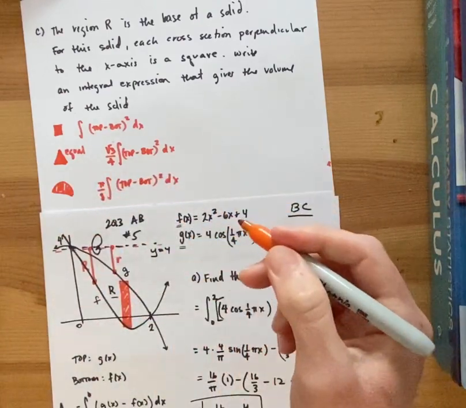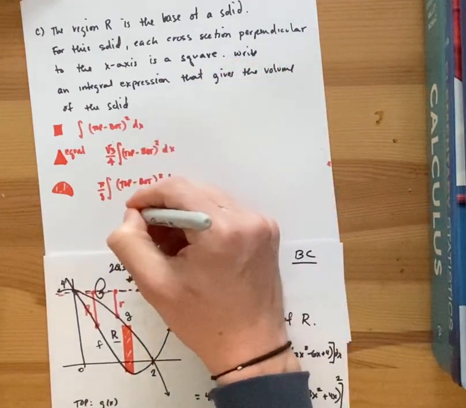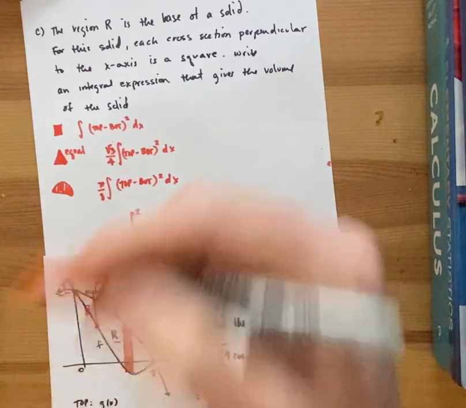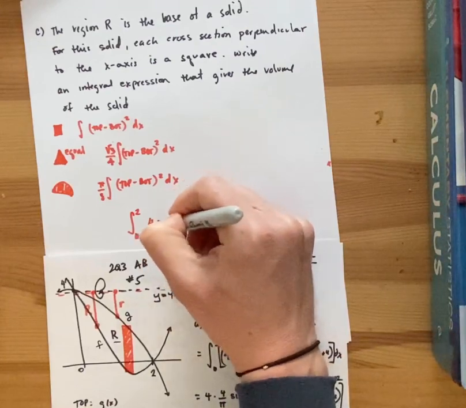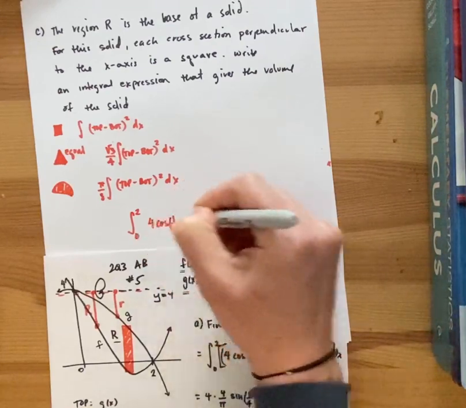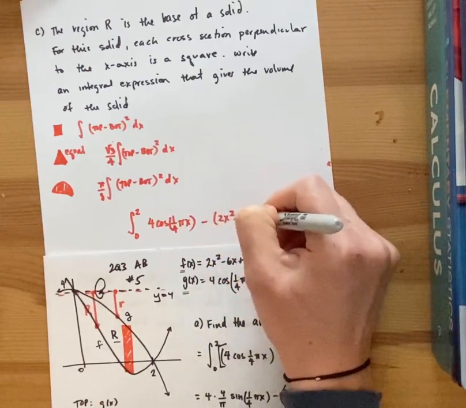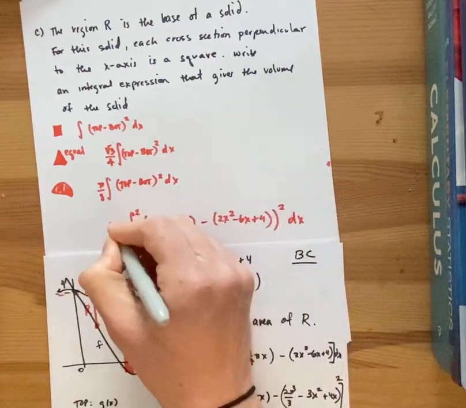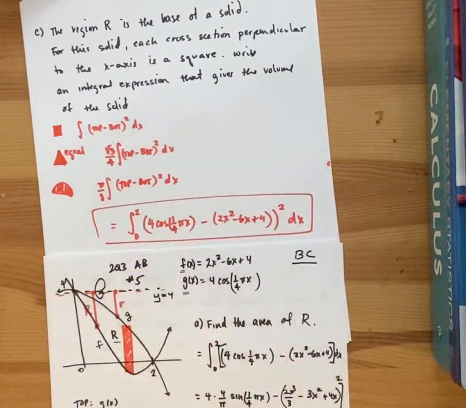So here the setup is going to be, what's my top function would be g of x this time. So still 0 to 2 because it's x-axis. Top would be g this time, so 4 cosine 1/4 pi x minus the 2x squared minus 6x plus 4. And then everything squared. And that would be the setup there. Just be careful of notation, all right? Okay.